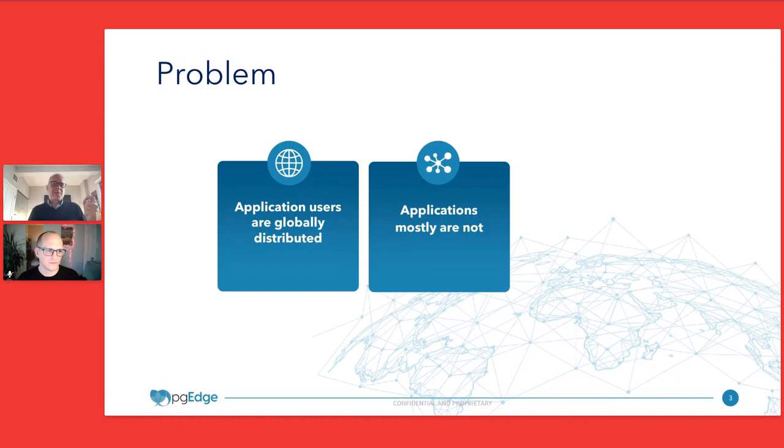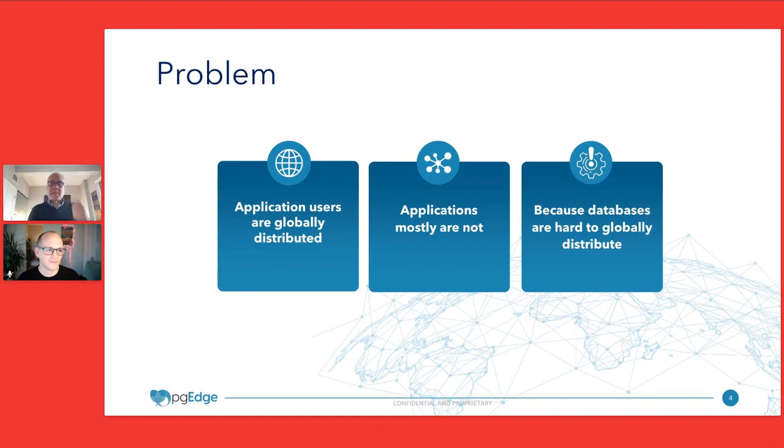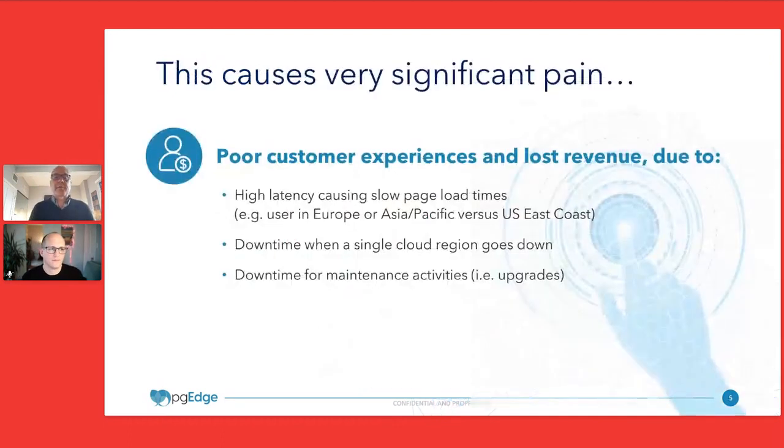Application users can be, and are, globally distributed. Applications mostly are not. And when you talk to CTOs and heads of engineering, it's like, well, why have you not been able to move from a single region in the cloud to multiple regions? The answer almost always is because it's really hard to do this at the database layer. It's hard to globally distribute databases. And so that's what we're here to talk about, and that's what we offer with our pgEdge distributed Postgres.